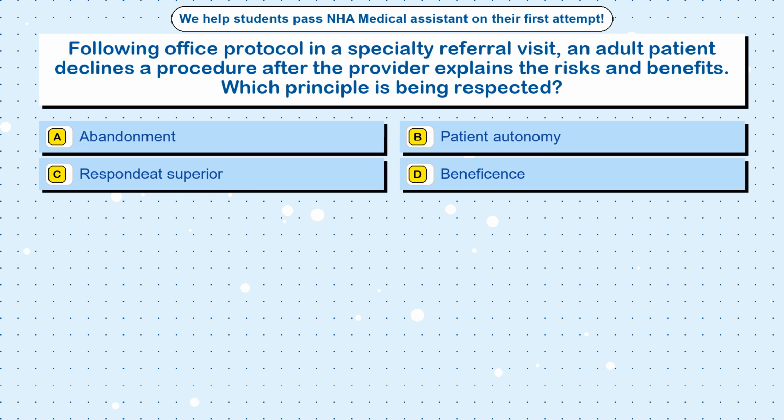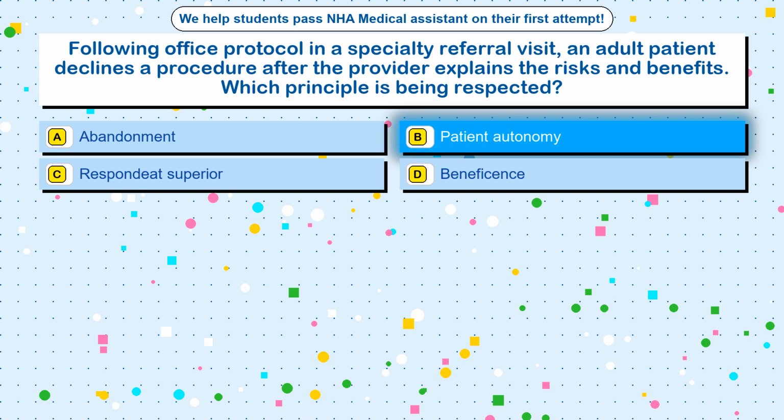Question 28. Following office protocol in a specialty referral visit, an adult patient declines a procedure after the provider explains the risks and benefits. Which principle is being respected? Option A, abandonment. Option B, patient autonomy. Option C, respondeat superior. Option D, beneficence. The correct answer is option B, patient autonomy.